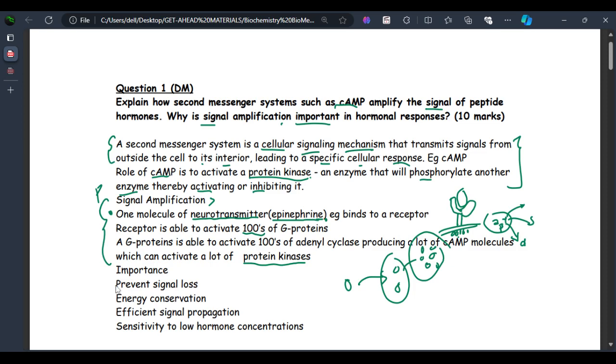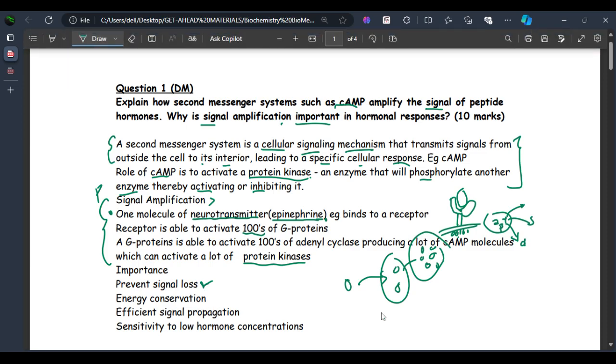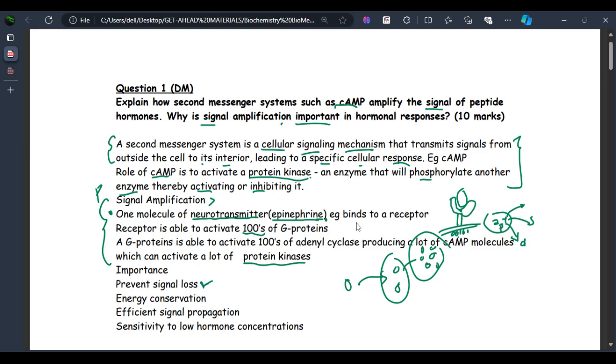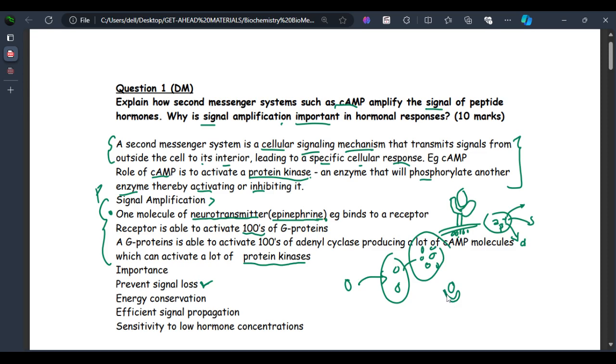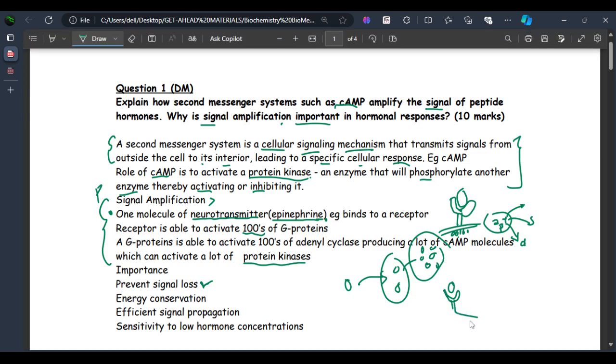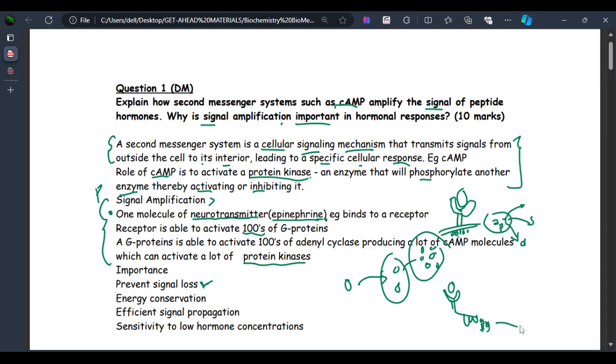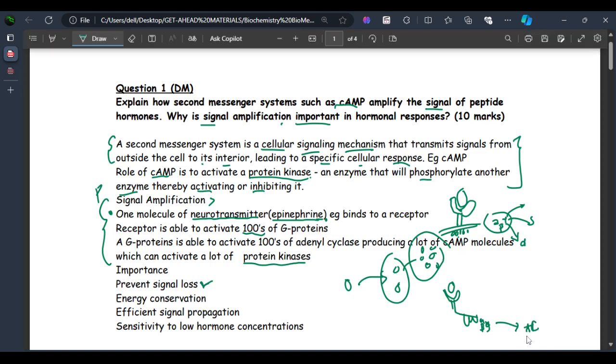Okay, so what is its importance? The final part of answering this question. So the importance, number one, it prevents signal loss. Prevents signal loss. So imagine if it was stepwise. We have about three steps in G coupled receptor systems. One, the ligand binding to the extracellular receptor, and then you have a G protein that is attached to that, alpha subunit, beta subunit, and a gamma, and then you have adenylyl cyclase, and then you have a protein kinase.